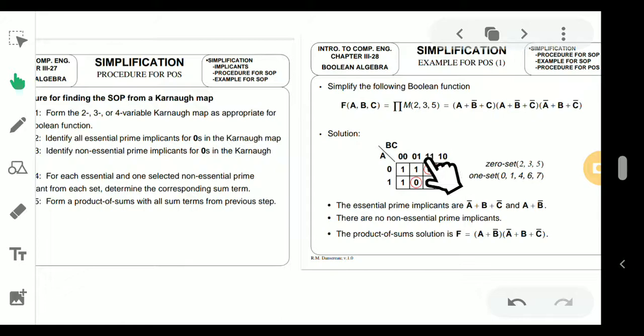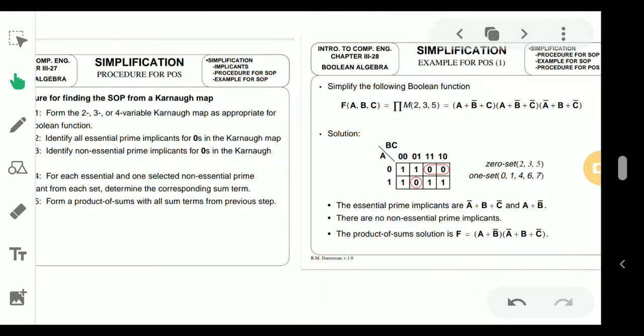Now we can check where there is no change. In A value there is no change, and in B, C, only B value is not changing. So what will be the term? A plus B bar. And this part, what is not changing? A value is not changing, and you consider the C value, which is not changing. That value we can write over here: A bar plus B plus C bar. This one is stagnant and this one is stagnant, so that's why A bar plus B plus C bar.